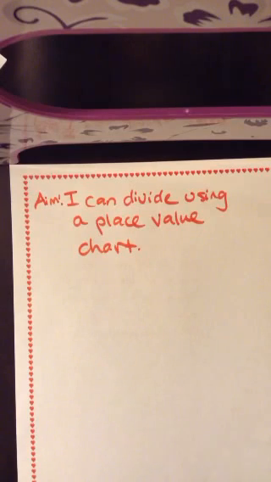So please open up your notebooks and write down the aim and the date. So the aim is, I can divide using a place value chart.